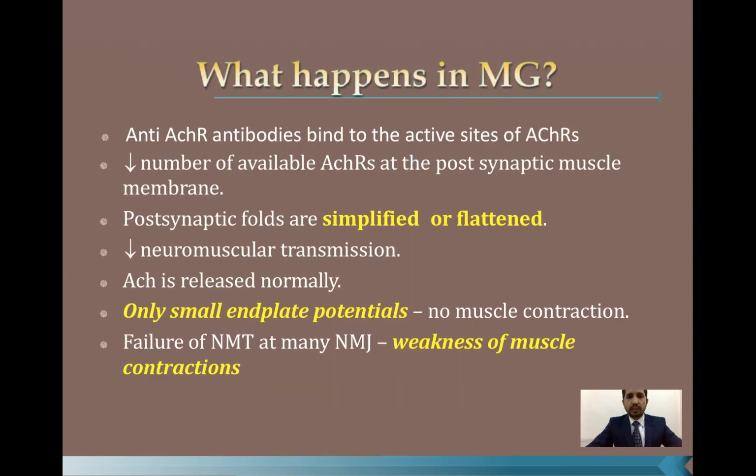So, pathophysiology: we have discussed that binding of anti-acetylcholine receptor antibodies to the active site on acetylcholine receptors leads to a decreased action potential. But what happens over a longer period of time is, because of disuse of these acetylcholine receptors, there is a degradation of these receptors which goes on. As a result of degradation, the postsynaptic folds become simplified and flattened. This leads to a decreased neuromuscular transmission, and only small end plate potentials are produced. This failure of generation of muscle action potential leads to the weakness, which is the cardinal feature of myasthenia gravis.